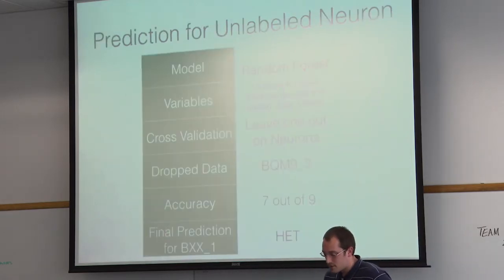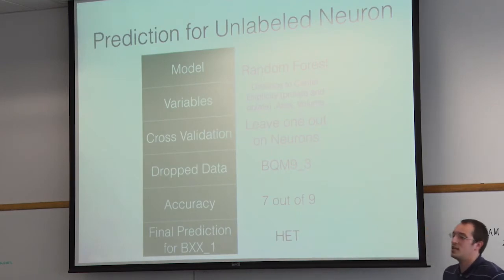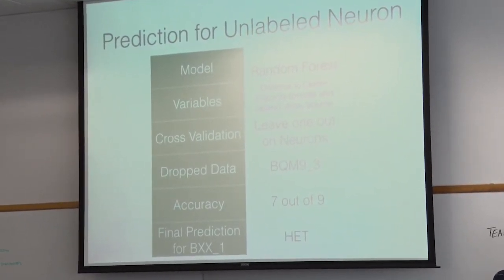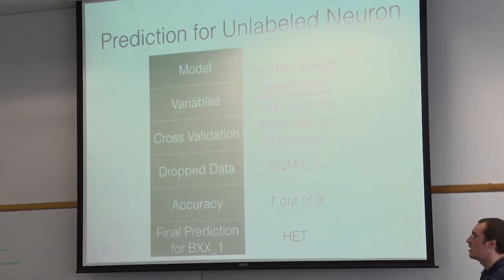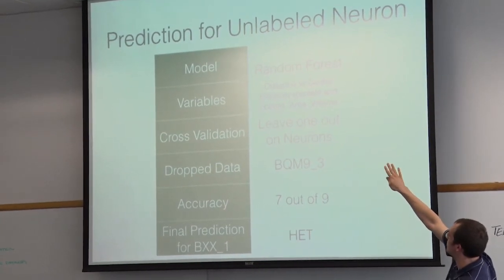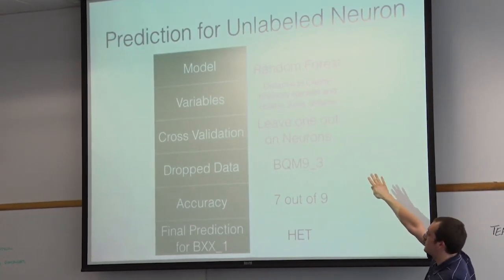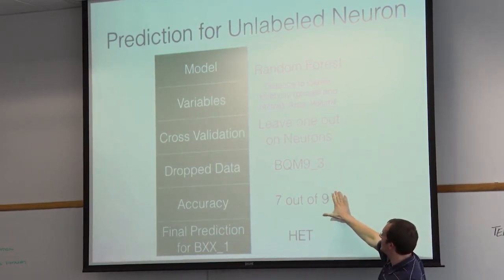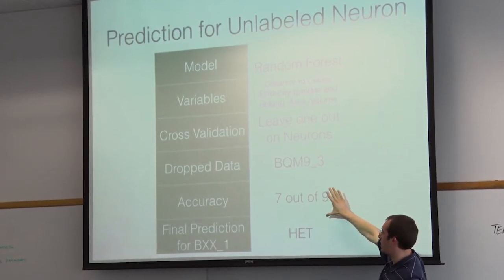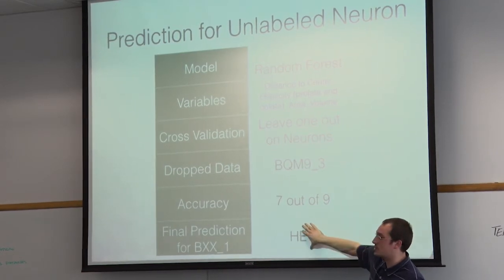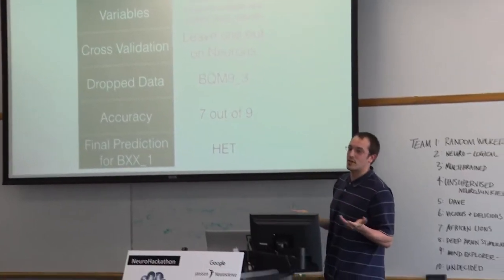To summarize, over the course of the data set, the Barth group emailed us an unlabeled neuron, so we don't actually know right now whether it's autistic or non-autistic. We fit a random forest model with some of these variables that we found are important. We did leave-one-out cross-validation, where the leave-one-out corresponds to one of the neurons. We dropped the anomalous data set, and we got 7 out of our 9 predictions right. We don't know the answer yet, but we're predicting that the unlabeled neuron is autistic. Okay, so that's what we got. So thank you.